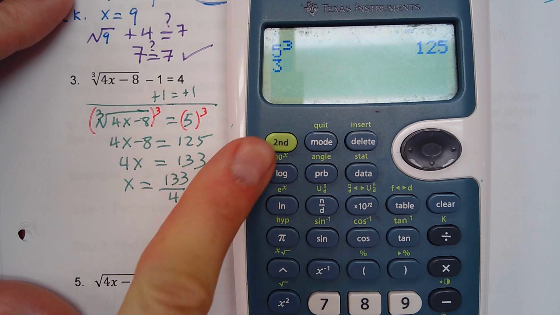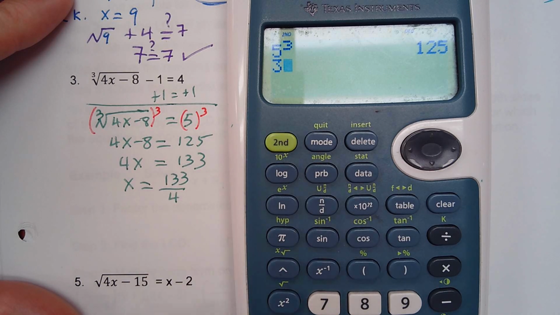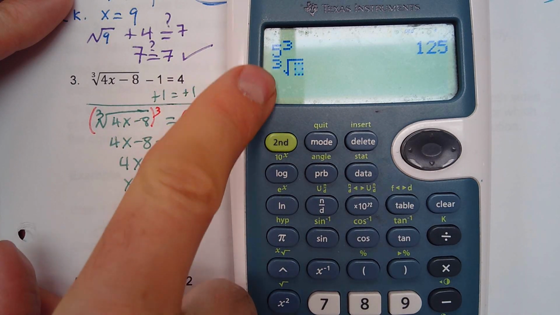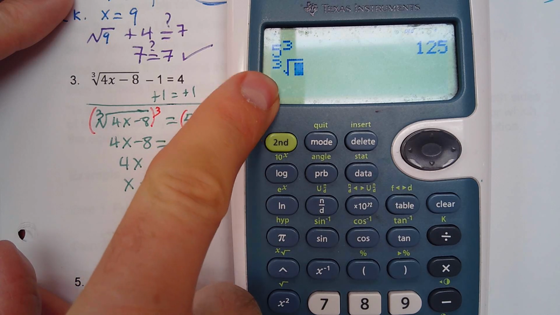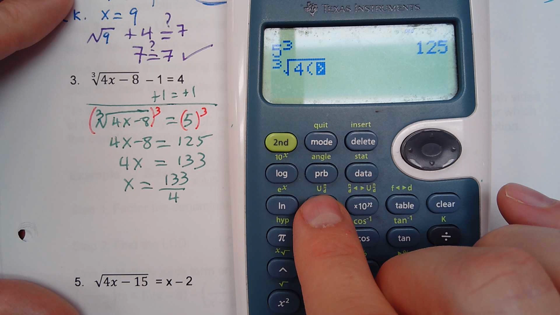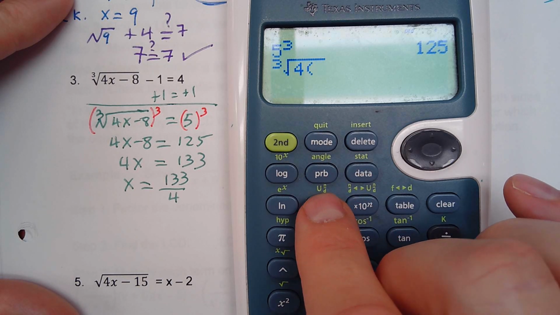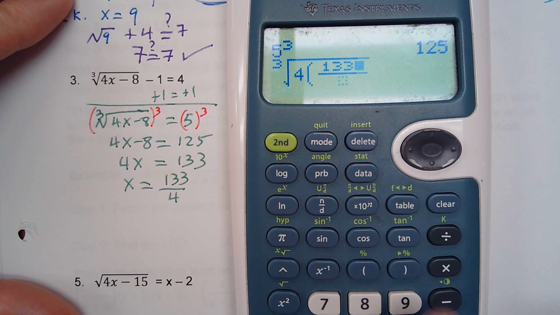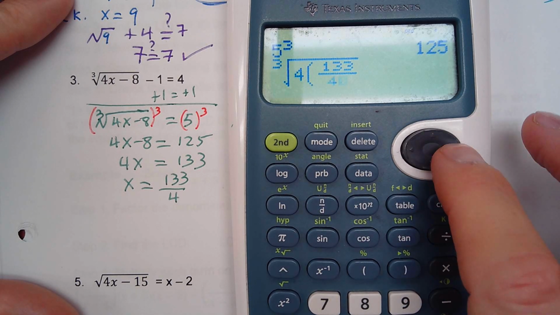And then I'm going to hit my second key and then my caret key. Make sure that 3 slides up. It should slide. That means you got the cube root. So we're going to do 4 parentheses. Now I'm going to put this answer in as a fraction because that's the way Alex likes it. So fraction key 133 over 4.